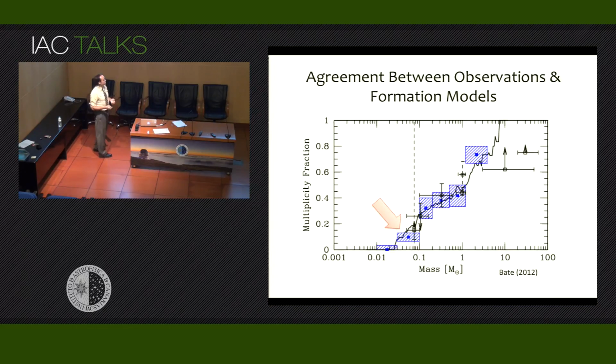So these are results from simulations by Matthew Bate, which was that movie I showed earlier, showing the multiplicity fraction as a function of primary mass. All the blue bins here are the observations, the measurements of the binary fraction. The black line here is predicted from the model, and it agrees great. So everyone should be happy. There's no problems, right?